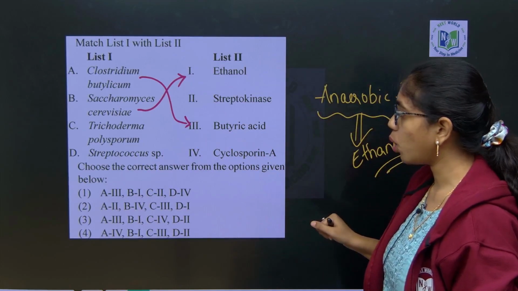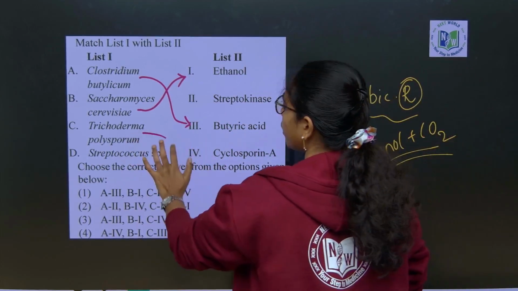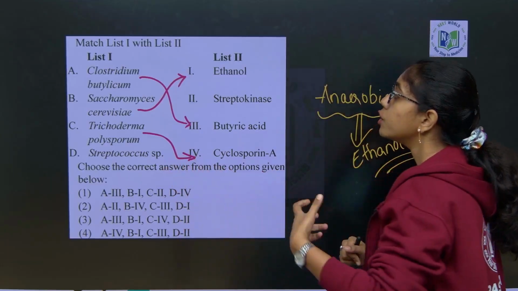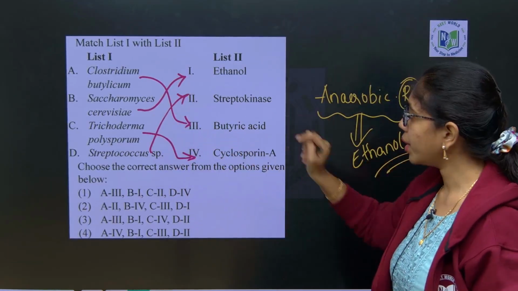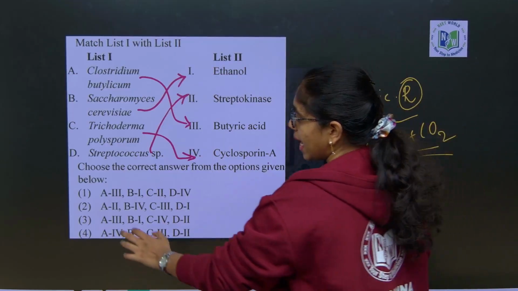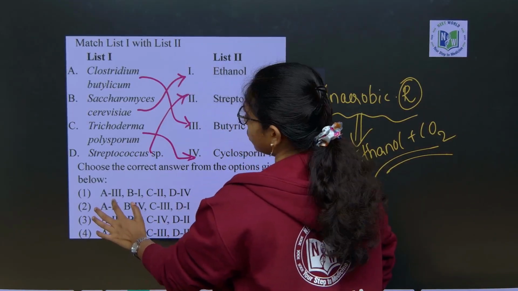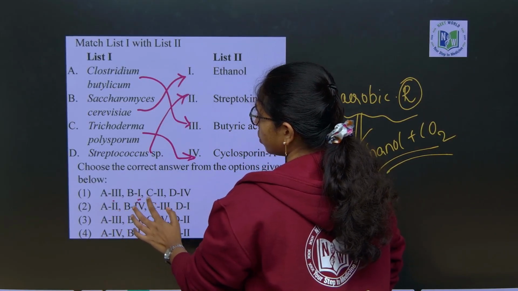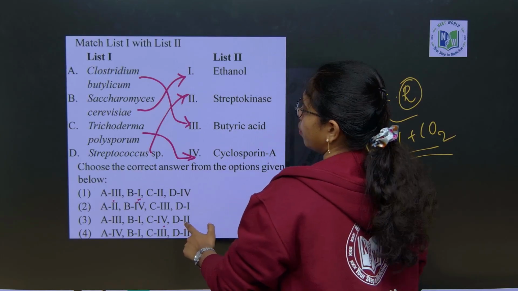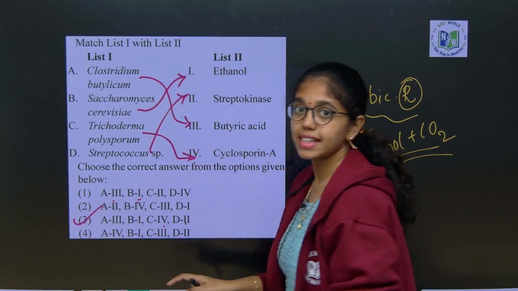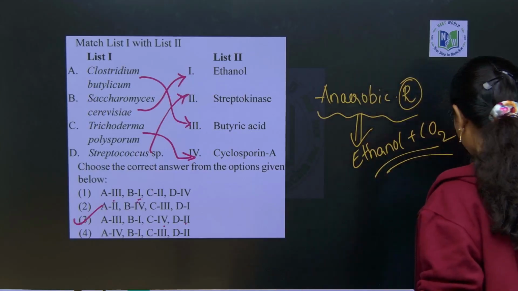Trichoderma polysporum will produce cyclosporin A. Streptococcus will release streptokinase. Okay, so here the right answer will be A is 3, B is 1, C is 4 and D is 2. So, option 3 is the correct answer.